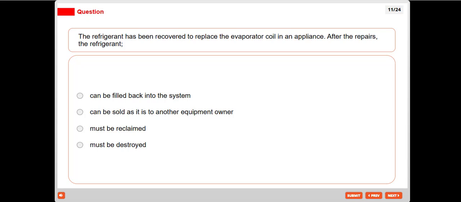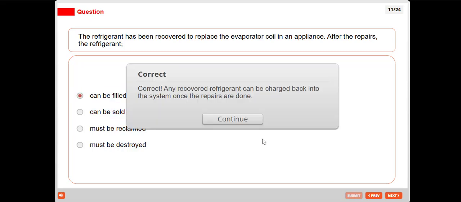The refrigerant has been recovered to replace the evaporator coil in an appliance. After the repair, the refrigerant can be filled back into the system, can be sold as it is, or if it is for another equipment owner, it must be reclaimed and restored.